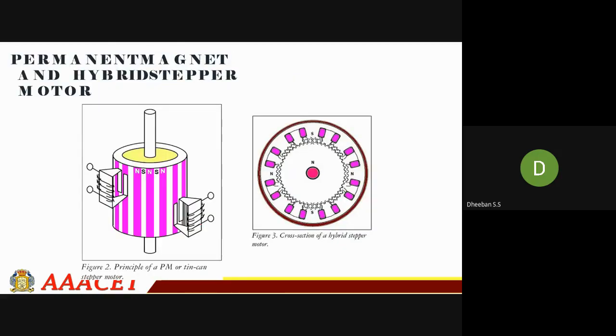This is a permanent magnet motor, the PM type. Here the magnet used for the operation is a permanent magnet. The stator will be the permanent magnet, while the rotor alone will have the windings. This is the hybrid type, which is a combination of the permanent magnet and the variable reluctance motor.